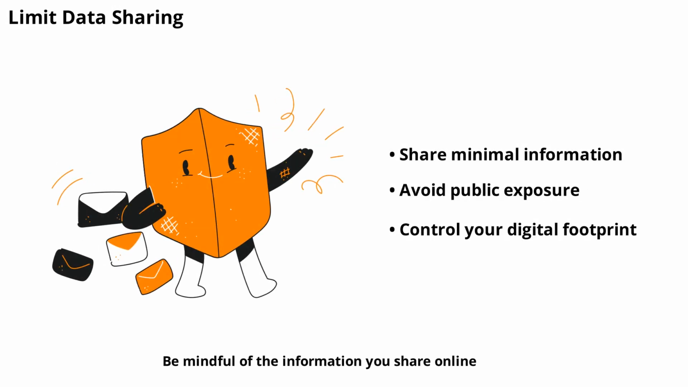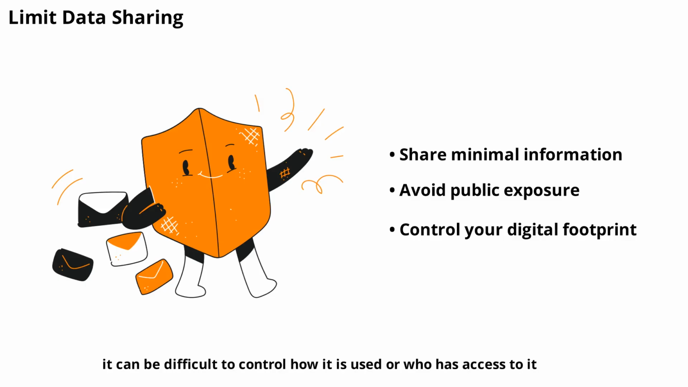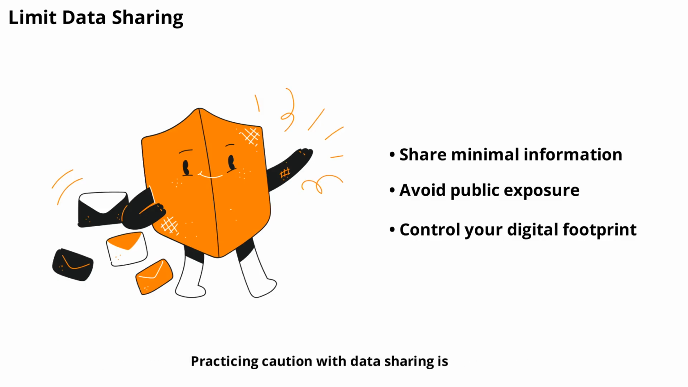Be mindful of the information you share online. Avoid posting sensitive details on public forums or social media platforms. When signing up for new services, only provide the necessary information. The less data you share, the lower the risk of it being used to train AI systems. Remember, once your data is online, it can be difficult to control how it is used or who has access to it. Practicing caution with data sharing is a key step in protecting your privacy.